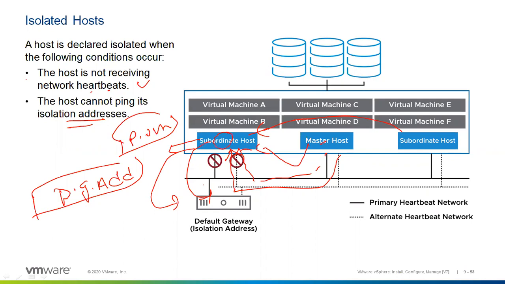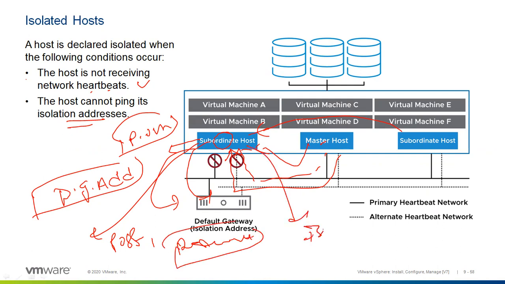So in that case, what decision will my cluster take? In my cluster, there is a setting: shall I power off the VM or restart the VM on another host? So if a host is considered in isolation state, say, for example, we have set it as restart. Then my VMs will be restarted on another host until this host's network comes back in a healthy state.